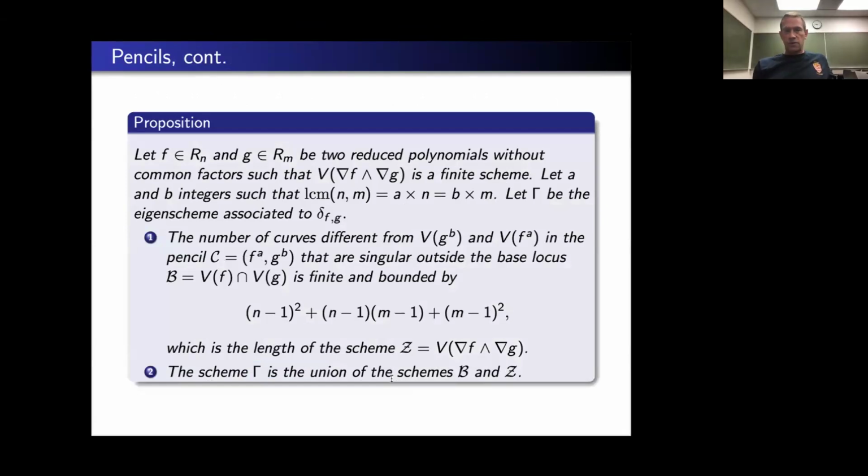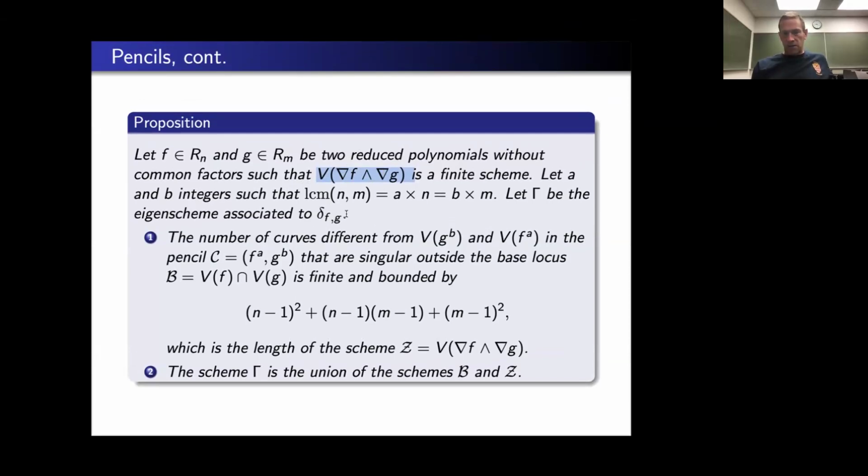So here's the first construction. This is not our main construction. If I take a pair of reduced polynomials such that this corresponding variety, which is our eigenscheme, is finite, and we take integers such that the LCM is written this way, a^n and b^m, and because V of our eigenscheme is finite, we look at the associated eigenscheme. This was a finite scheme. Remember, this is just the 2 by 2 minors. This is P1, P2, P3.